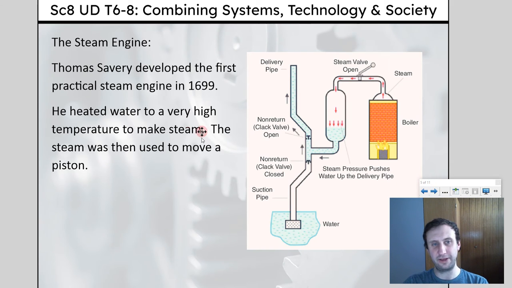What would happen essentially, and this is talking about Savory's engine, Thomas Savory, who developed the first practical steam engine in 1699, is that water would get heated up and become steam. It would go through the steam valve and into this chamber here. At that point, the steam valve would be closed. The steam would cool, as steam does when it's no longer being heated, and it would condense, making a vacuum, leaving a bunch of space where we don't have any particles, low pressure. As a result, that pulls water up through here.